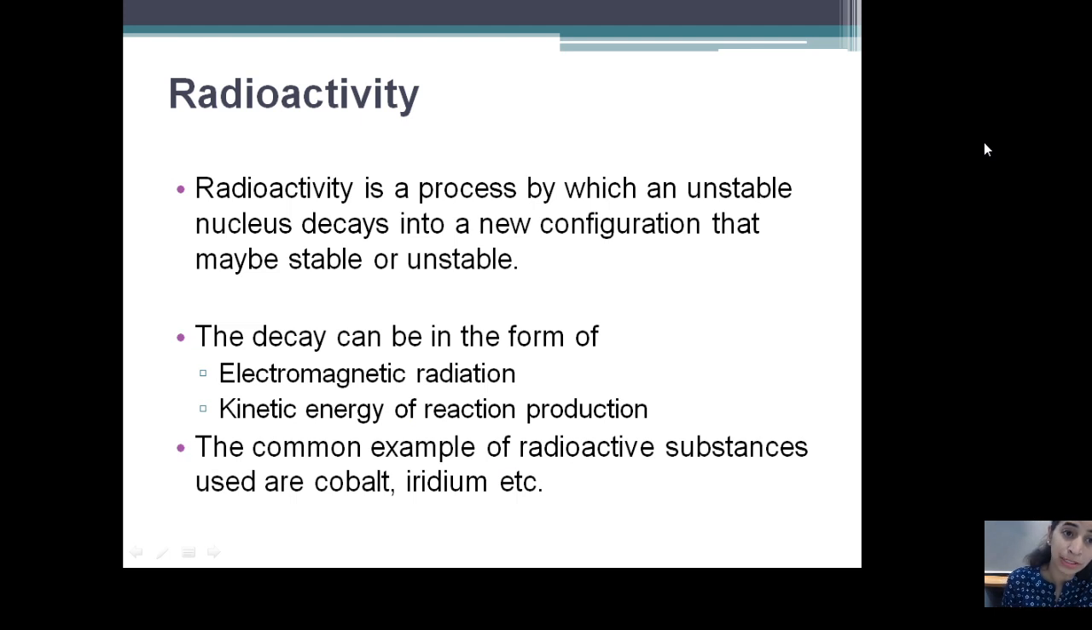Then radioactivity is another concept in radiation physics. It is a process by which an unstable nucleus decays into a new configuration that may be stable or unstable, and the decay can be in the form of electromagnetic radiation or kinetic energy, both of which are used in radiation therapy. Common examples of radioactive substances used are cobalt and iridium.